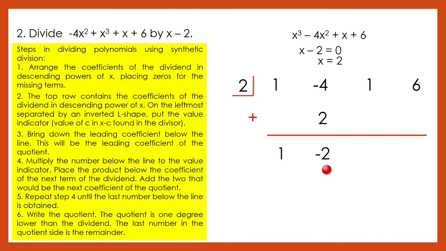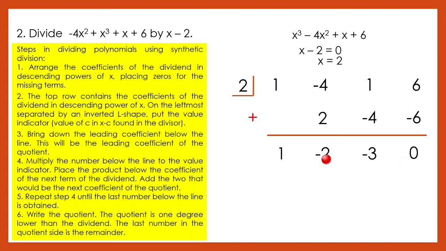Then, repeat natin yung process. Yung negative 2, imumultiply natin sa 2. Negative 2 times 2 is negative 4, ilalagay natin sa baba ng 1. Then, add 1 plus negative 4 is negative 3. Then, repeat the process. Negative 3, multiply sa value indicator na 2. Negative 3 times 2, that is negative 6. Ilalagay naman natin dito sa baba ng positive 6. And then, add 6 plus negative 6 is equal to 0. So, since 0 ang ating nakuhang huli, ibig sabihin wala siyang remainder.